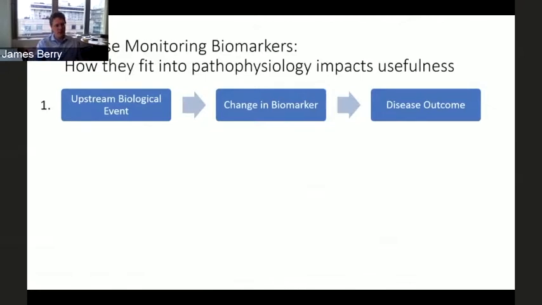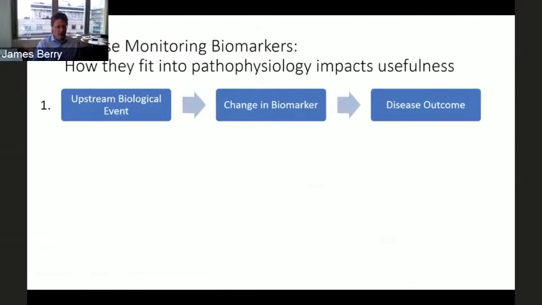There's a pathway of biology. Along that pathway is your biomarker, and then eventually that leads to the disease outcome. And if you measure a change in that biomarker, it inherently means that it reflects a disease outcome down the line. That's how we all like to think about the biomarkers that we're measuring.